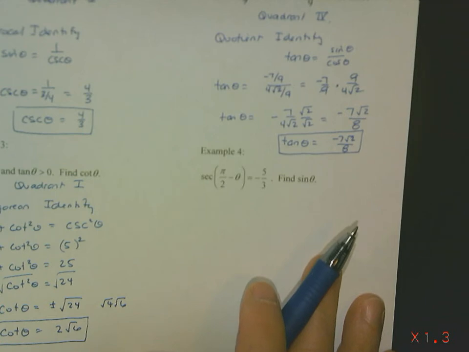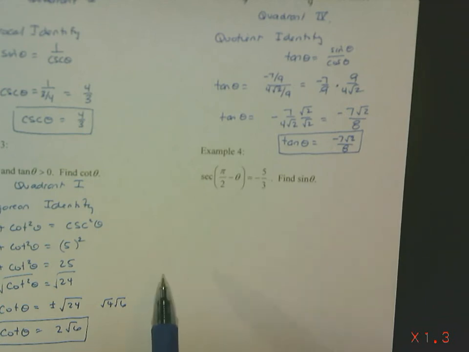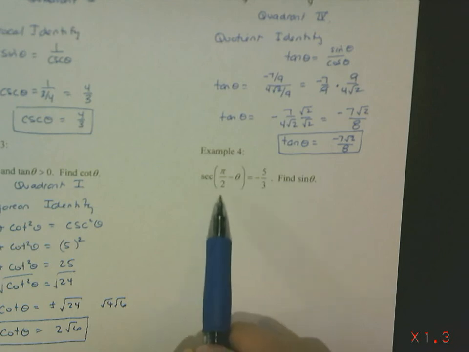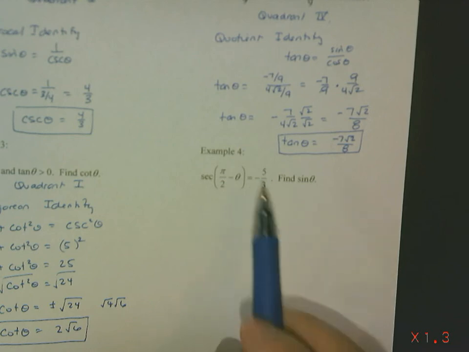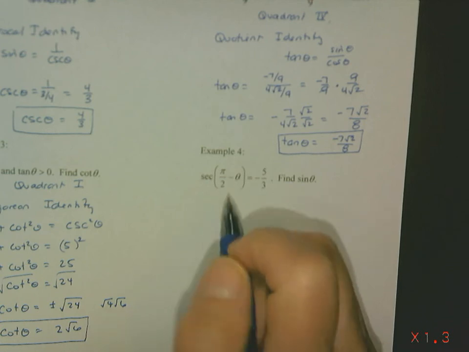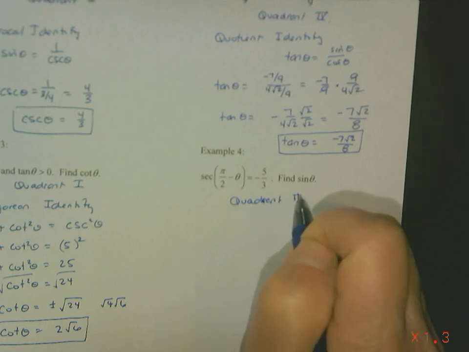Let me do the last example. This one says secant of pi over 2 minus theta is equal to negative 5/3. Since I want to find sine theta, I know secant is going to be negative in the second and third quadrant. So I don't know if this is second or third quadrant yet. So I'm going to use, this looks really strange, but this is a cofunction identity. So let me write this down. Quadrant 2 or 3.